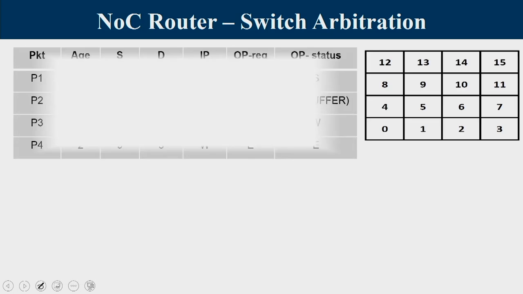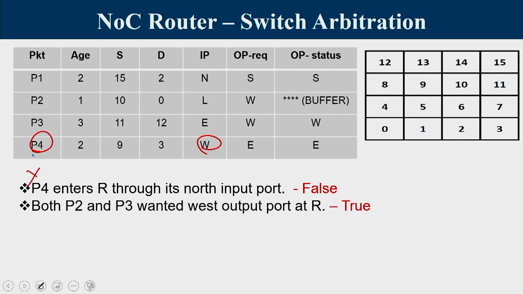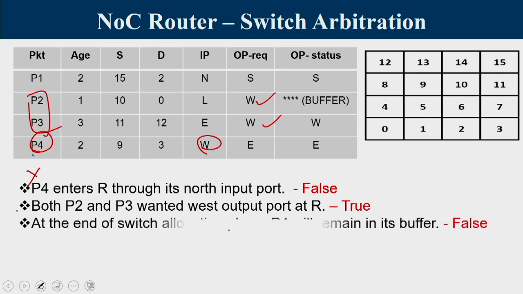Now based on these observations, certain questions are being asked. P4 enters R through its north input port. So the statement is P4 enters R through its north input port. But P4 is entering through the west input port. So the statement is false. The second statement is both P2 and P3 wanted west output port at R. So P2 and P3 both wanted west output port at R. That is true. Now, at the end of switch allocation phase, P4 will remain in its buffer. But P4 actually got east output port. So the statement that it will remain in the buffer is false.